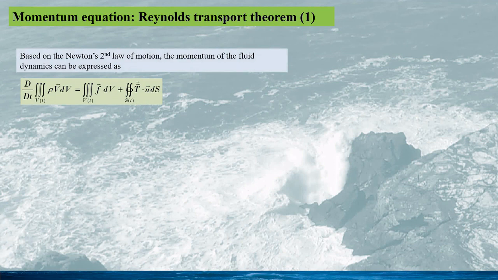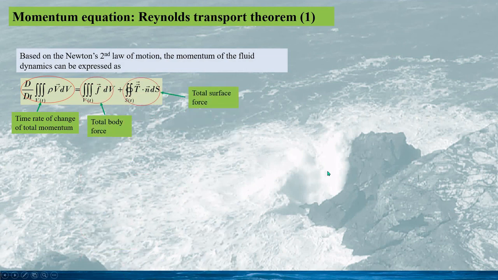For the moment equation based on the Reynolds transport theorem, it is based on Newton's second law of motion. The time rate of change of the total moment equals the total body force and the total surface force together. Here we can see the time rate of change of the total moment. This is the total body force and this is the total surface force.